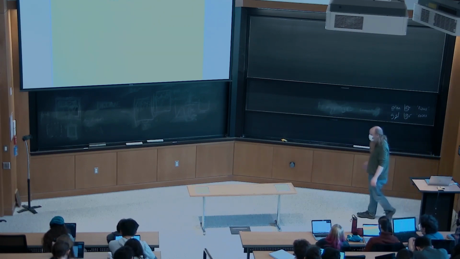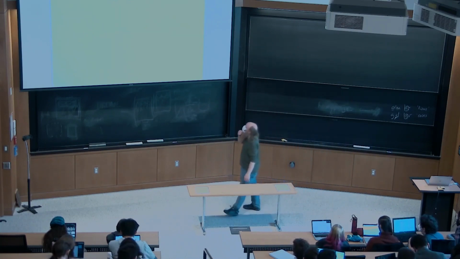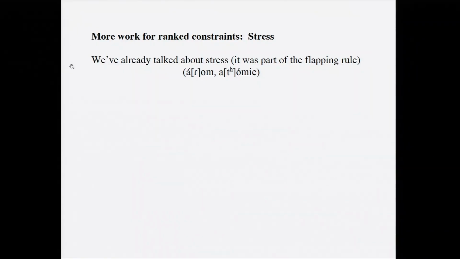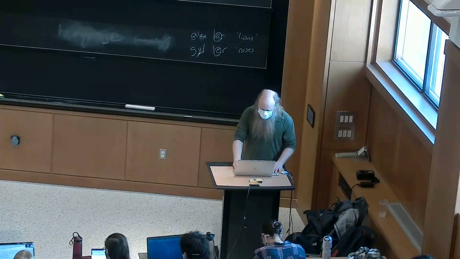And this all has to do with stress. So we've already talked some about stress. It was part of the flapping rule. When we were dealing with the difference in the pronunciation of the T in these two words, atom and atomic, we said the rule that converts T to a flap needs to be sensitive to where stress is. So it only happens after stress, doesn't happen before stress. And that's why we get it in atom, but not in atomic.